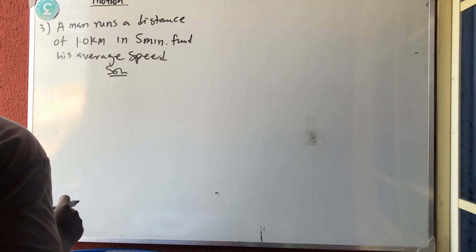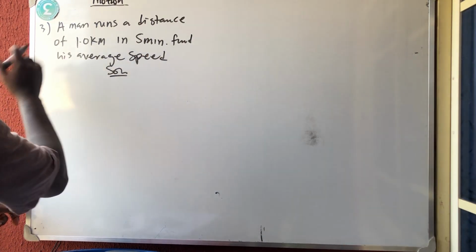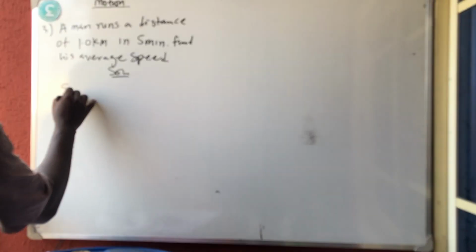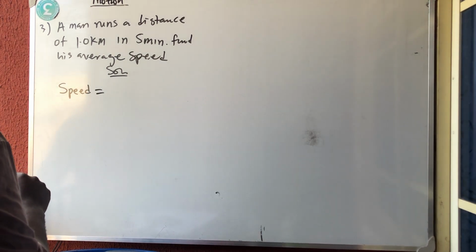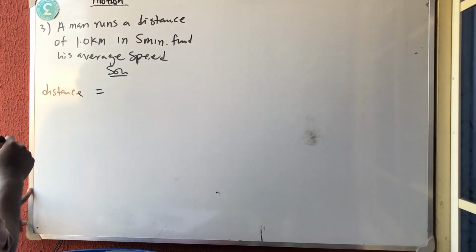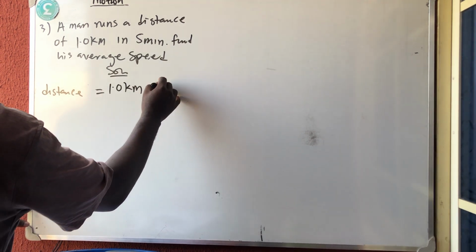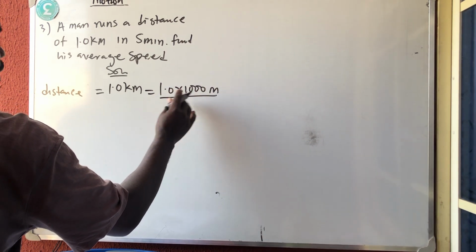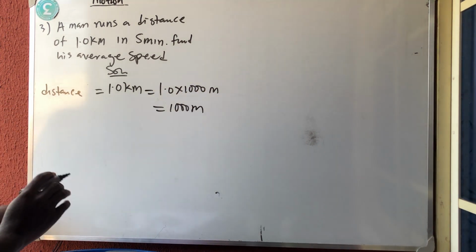Solution. The first thing they gave us is that the man runs the distance. Because they're talking about speed, this one will be distance, but if this is velocity, this one will be displacement. Bring out your parameters. The distance they give us is 1.0 kilometer, and kilo means 1000, so it will be 1.0 times 1000 in meters, which gives you 1000 meters.